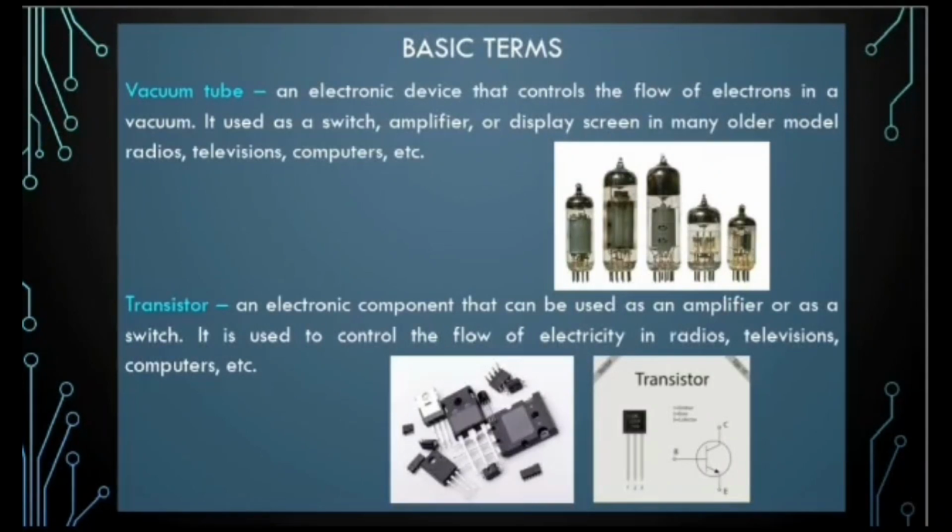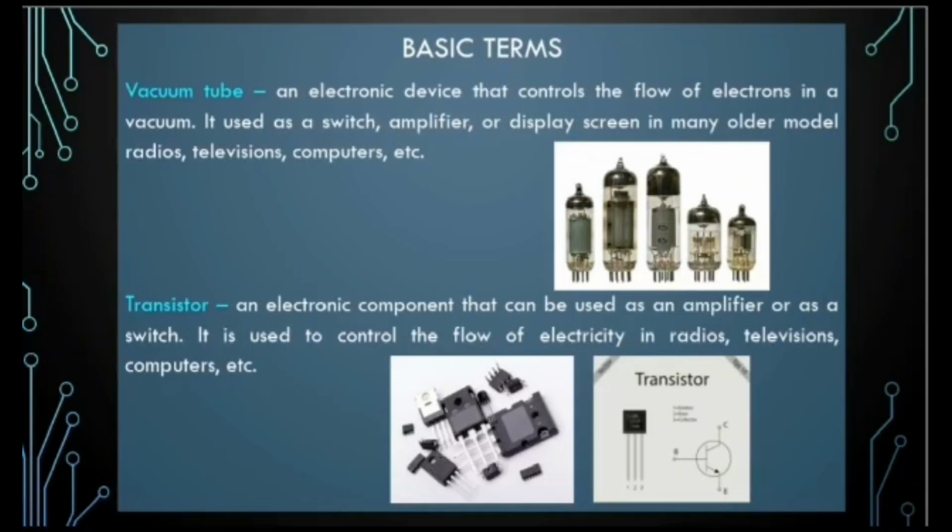Vacuum tube, an electronic device that controls the flow of electrons in a vacuum. Vacuum tubes, also known as electron tubes or thermionic valves, are electronic components that control the flow of electric current. They consist of a glass or metal envelope containing a vacuum or low-pressure gas.